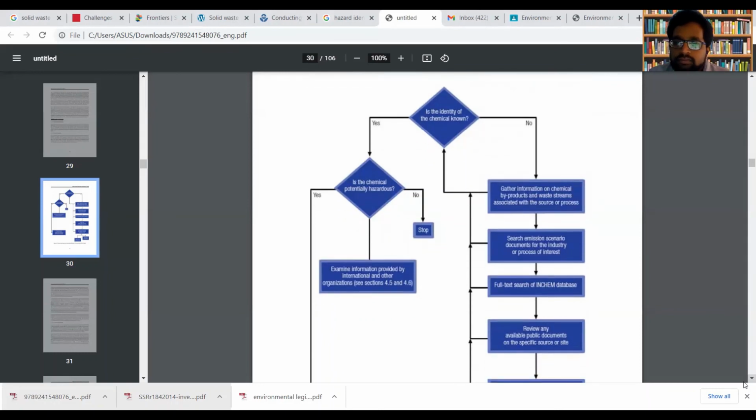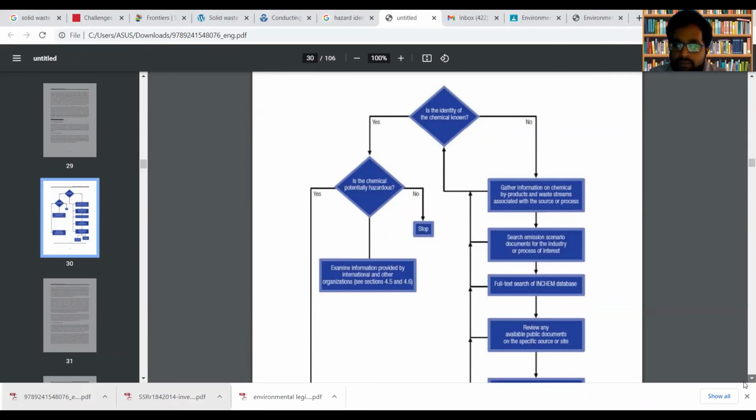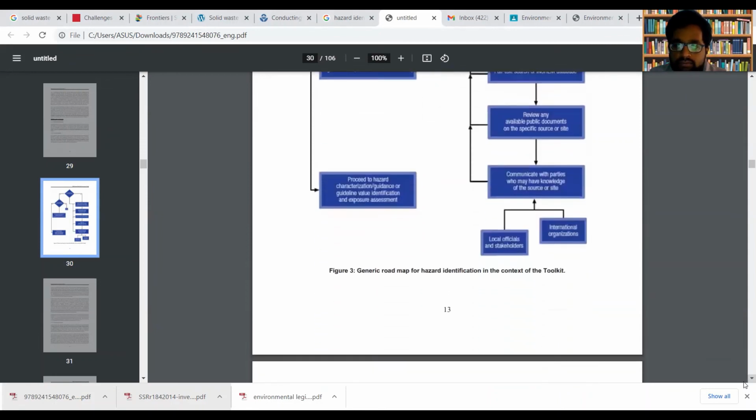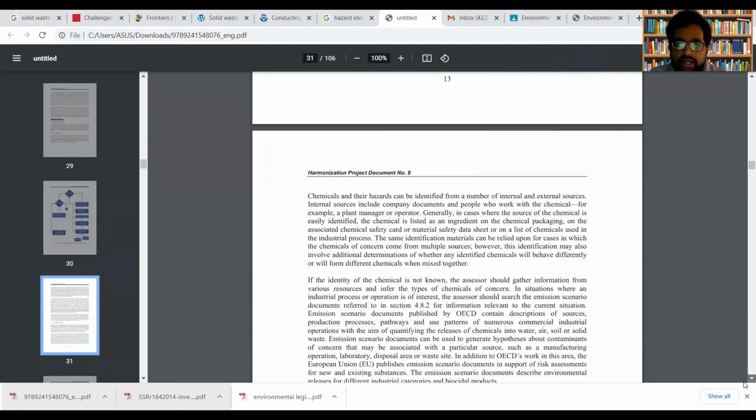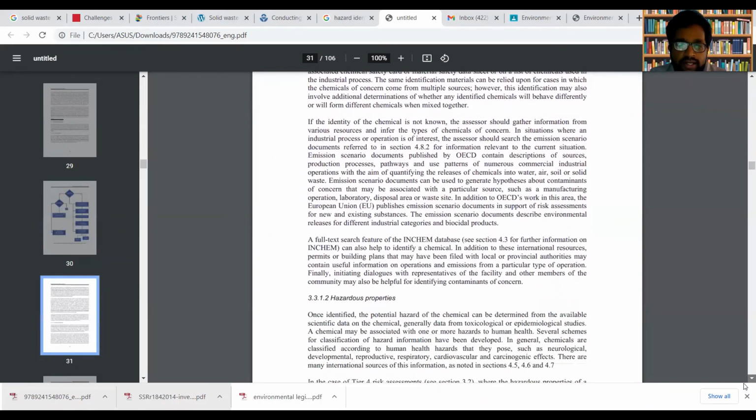Next one, for the industry, what is the emission scenario? Collect the maximum number of documents for the emission scenario. So this is the general roadmap for hazard identification. Only that many steps are needed. I'm not going into the full detailed steps.